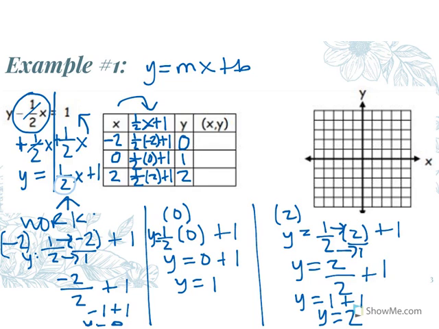Okay, so now the thing that we are interested in is actually grabbing the x's and the y's. See how our point is x's and y's? So now we're going to grab the x and the y values, and we're going to write them as points.